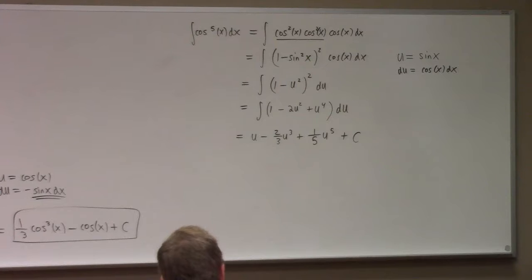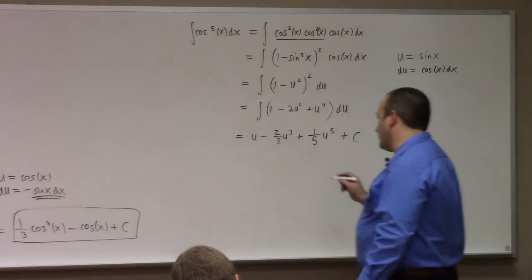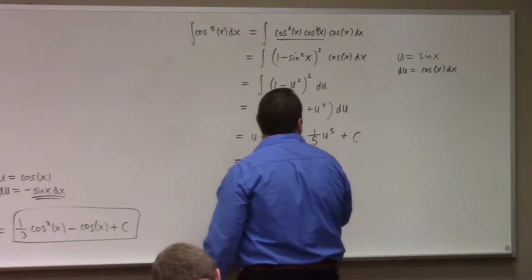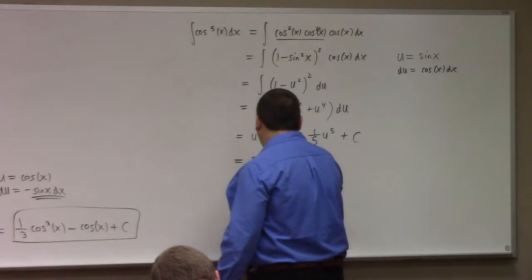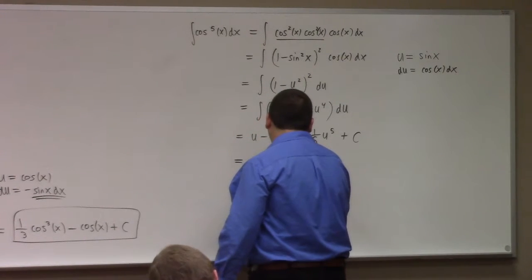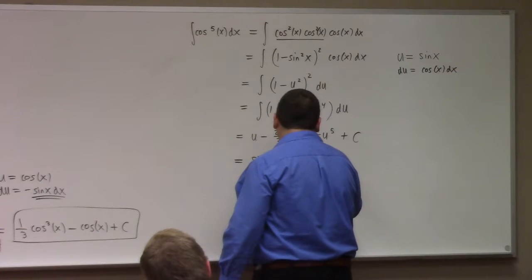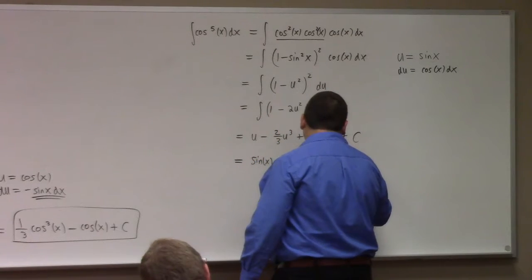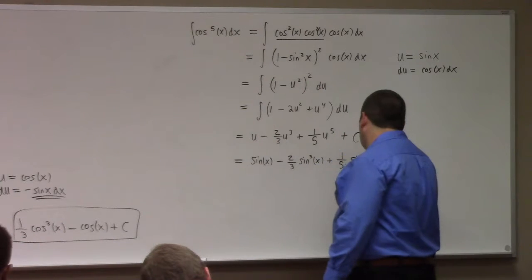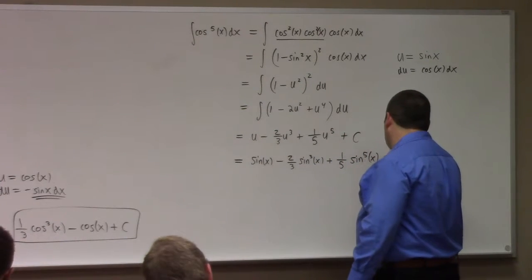It's not done until we put it in terms of x. So we got sine x minus 2/3 sine cubed x plus 1/5 sine to the 5th of x plus a constant.